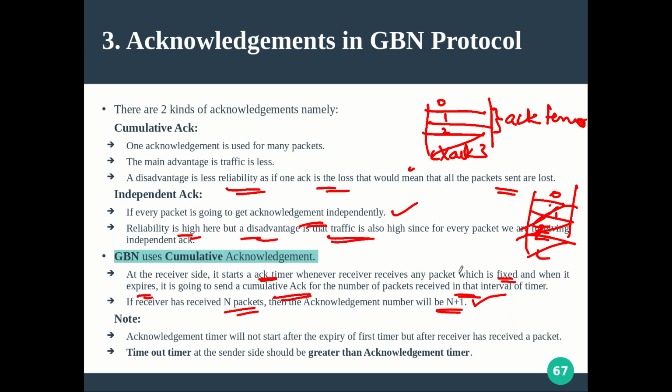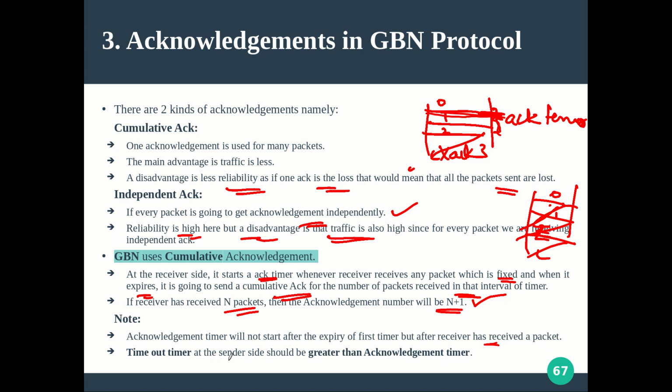The acknowledgement timer will not start right after the first timer expires. It is not like the previous timer expires and immediately the next timer starts. When it gets the very first frame, it will start the acknowledgement timer, because that is enough. Sometimes, maybe for a long time no other packet will come, then at least for this 0 you have to send an acknowledgement, right? So it will start when it receives the first packet only.